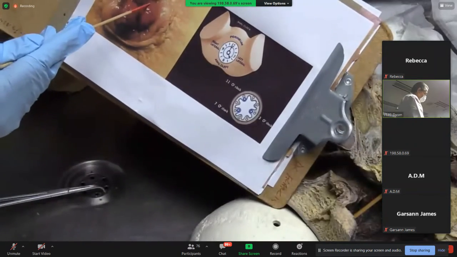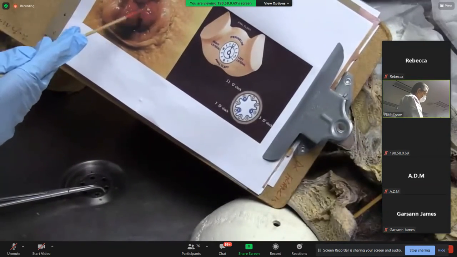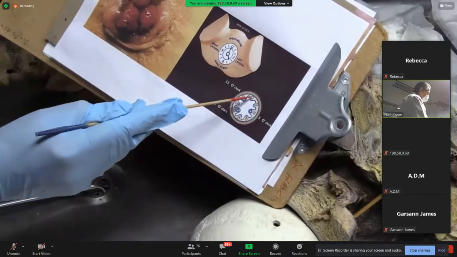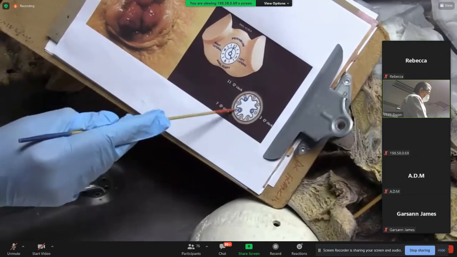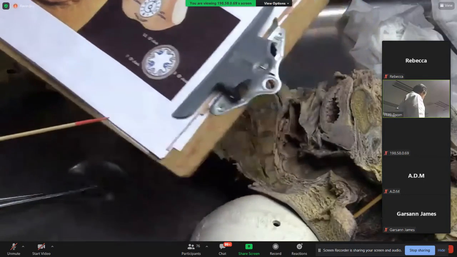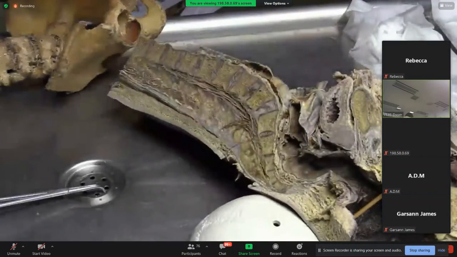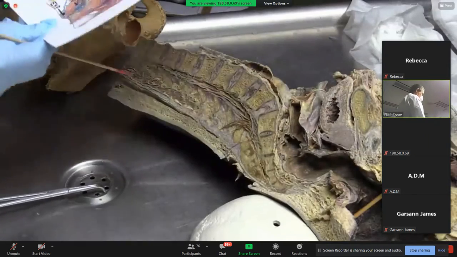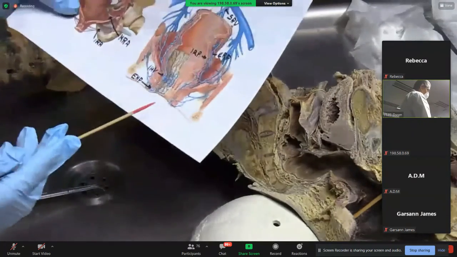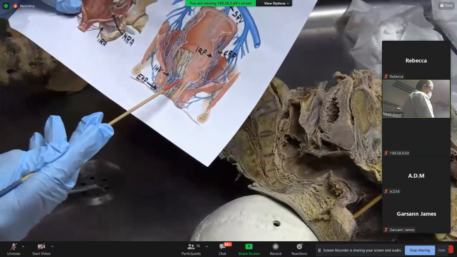These are internal hemorrhoids, so you should know about this. Now at the lower end, this is the dentate line you see in here. So these are the columns of Morgagni.